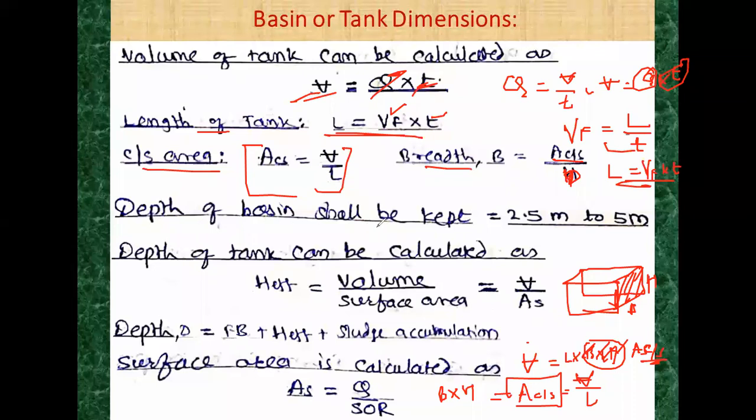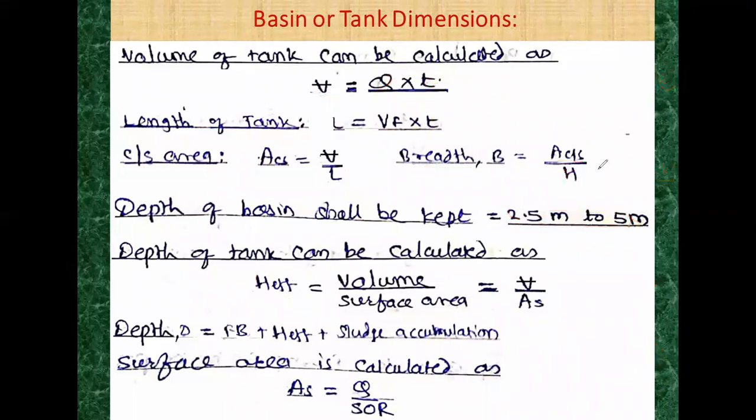Depth of a basin shall be kept as 2.5 मीटर to 5 मीटर या रेंज मध्ये ह्याची टँकची डेप्थ जी आहे ती त्या ठिकाणी असायला पाहिजे. Depth of tank can be calculated by using a formula. Now here depth of tank means we are talking about the effective depth of a tank, which excludes the, okay, to avoid the confusion I will explain it once again here.